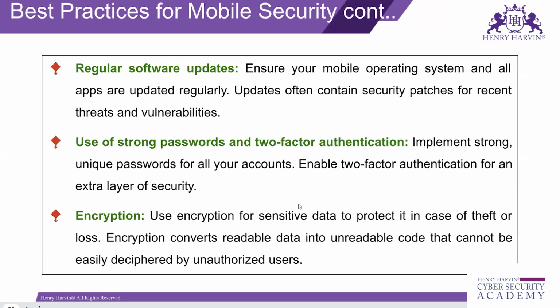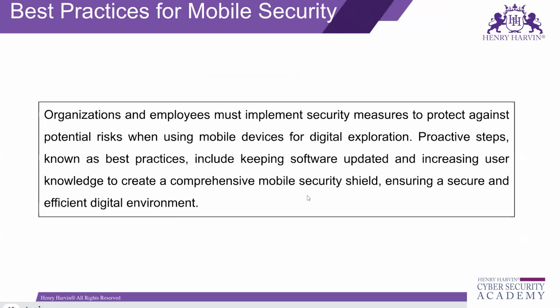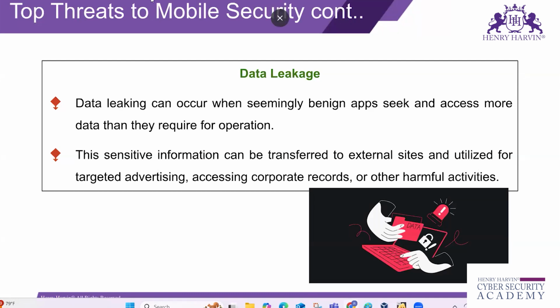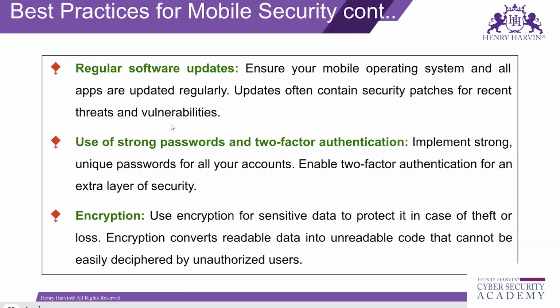Here it is given what we can do. We can go for regular software updates, we can use strong passwords, two-factor authentication or multi-factor authentication. We can use encryption, use of encryption for sensitive data. Organizations and employees must implement security norms. Because of all these things, data leakage can be there. So you understood the data leakage part. So now regular software updates can be there.